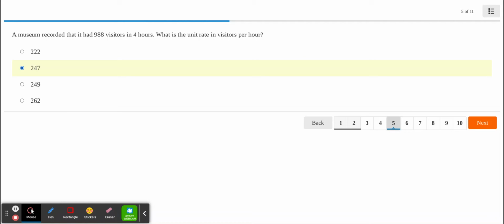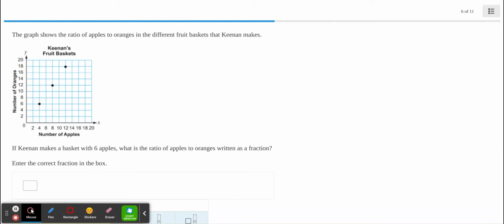All right, moving on to question number 6. All right, so it says the graph here shows the ratio of apples to oranges in the different fruit baskets that Keenan makes. So Keenan's making fruit baskets. He's got some oranges. He's got some apples. And for every so many apples, there's going to be an equal number of oranges. There's going to be a ratio.